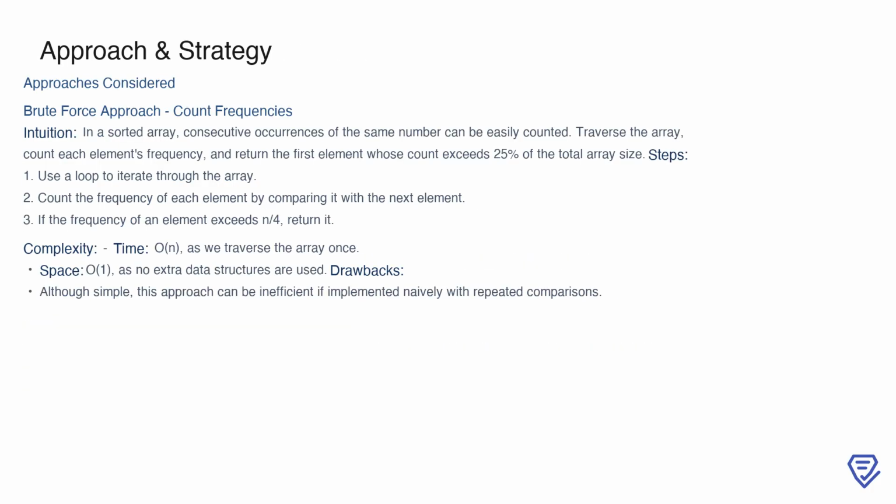To solve this problem, the first approach we can consider is the brute force method, which focuses on counting frequencies. The intuition here is simple: since the array is sorted, identical elements will appear consecutively. We can iterate through the array and count the frequency of each element by comparing it with the next one. As soon as the count for any element exceeds 25% of the total array size, we return that element. This method has a time complexity of O(n), as we traverse the array only once, and a space complexity of O(1), since we don't use any extra data structures.